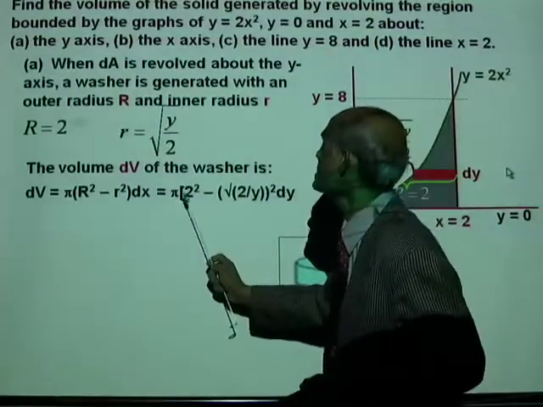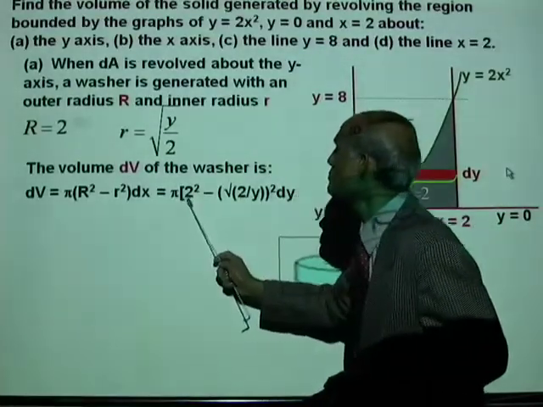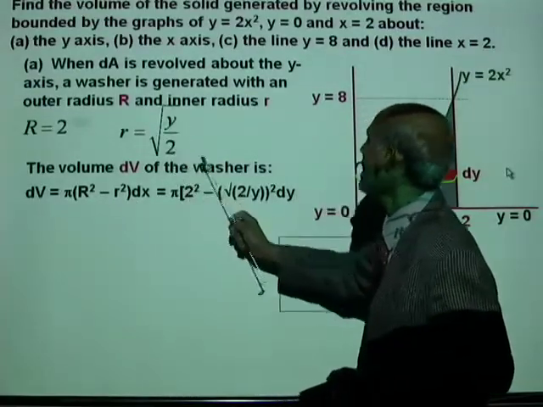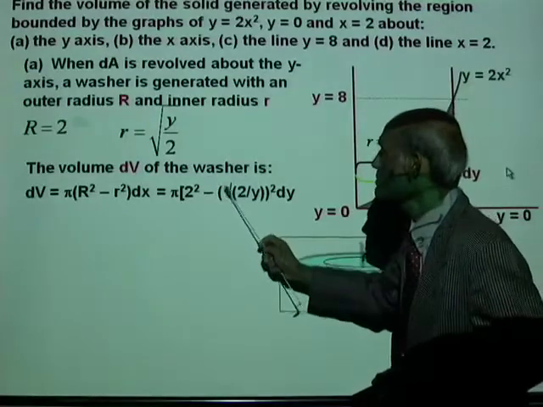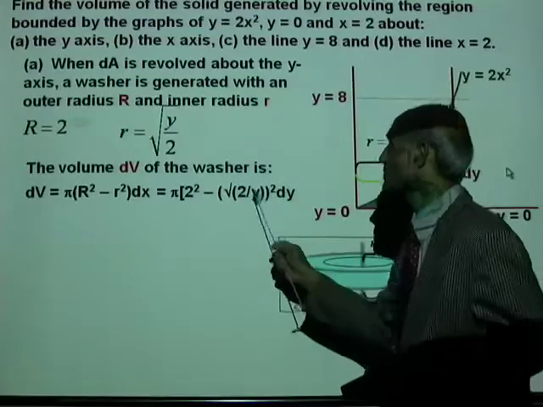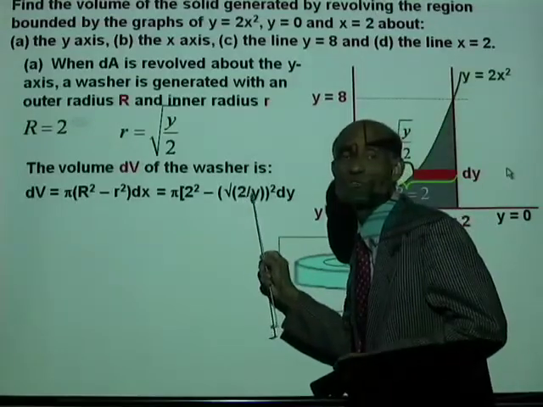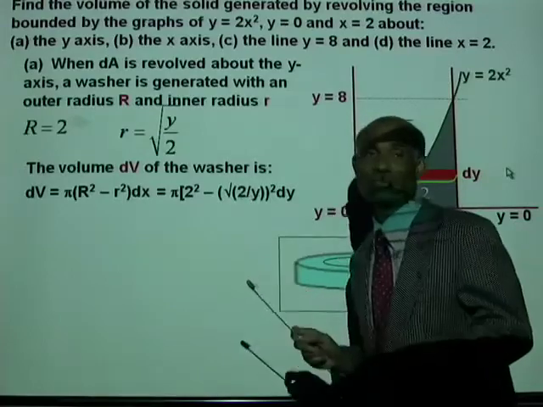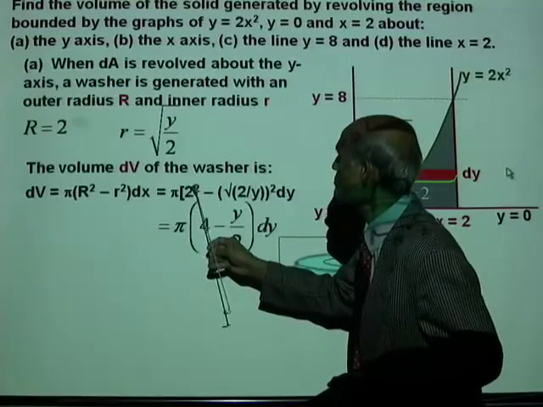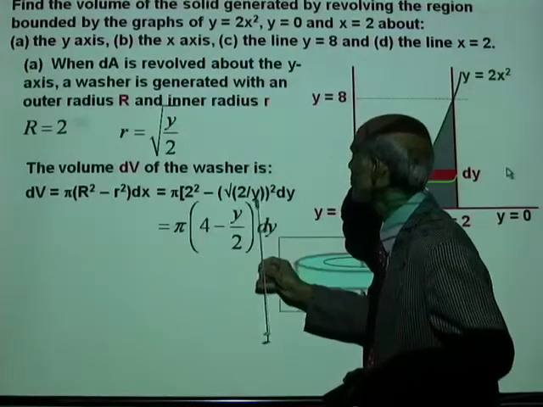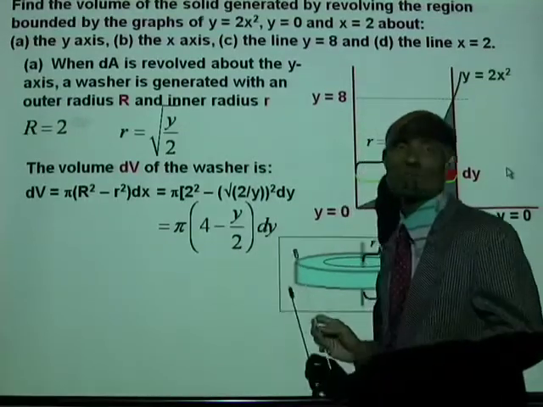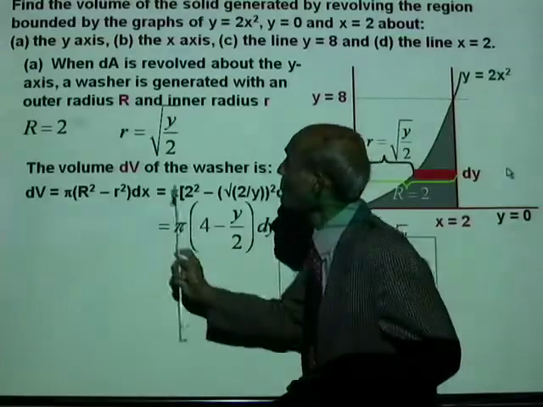So that will be pi times big R squared is 2, so that will be 2 squared minus small r, which is square root y over 2, all squared, dy. You can see another printing error there. This is 2 over y. It must be y over 2. So that will be pi times 2 squared is 4, minus square root y over 2 squared is y over 2, times dy. And now we have dV.